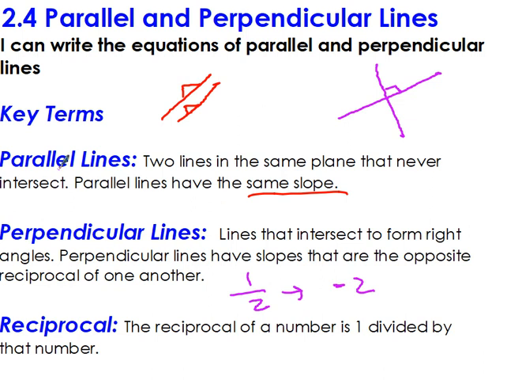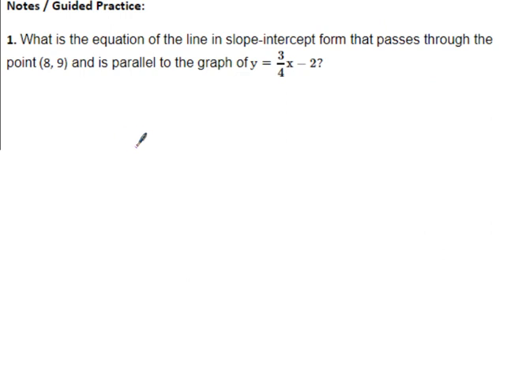Now note that none of these have anything to do with the y-intercept. So when we are talking about parallel and perpendicular lines, it is only referring to the slope. The y-intercept doesn't change anything. It just really shifts the line up and down the y-axis, but it doesn't change the slope in any way, shape, or form.